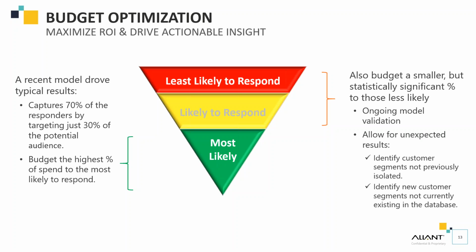Now, the other aspect of this is that you also want to allow for some unexpected results. You want to identify customer segments not previously isolated or that may not even exist in your current database right now. Oftentimes the database, the current customers, is a product of the type of marketing you've done in the past, and the type of targeting you've done in the past. So when you use a predictive model, you often find that people you weren't expecting to respond do so. And all of a sudden you start to identify different customer segments that you may not have been targeting before.